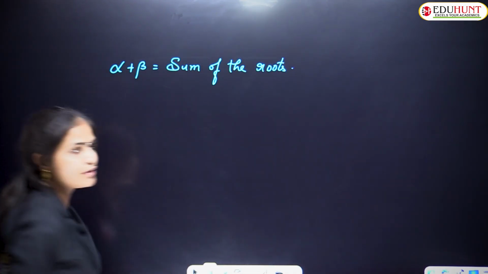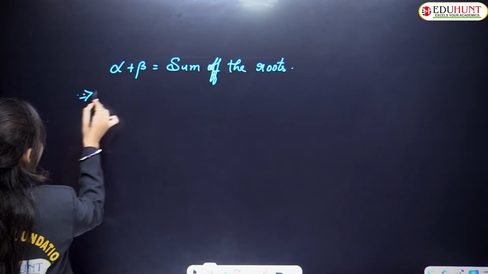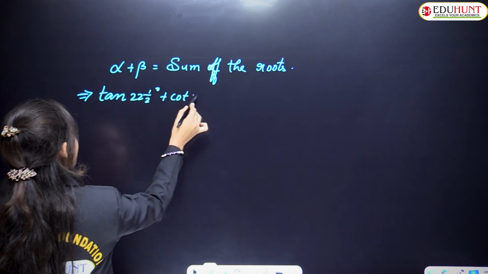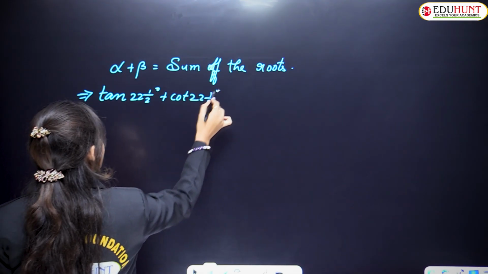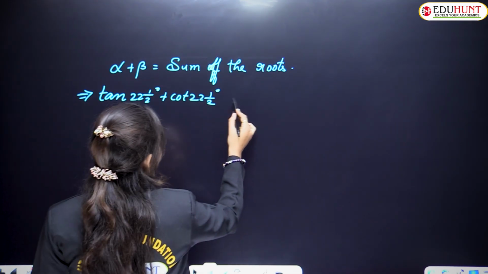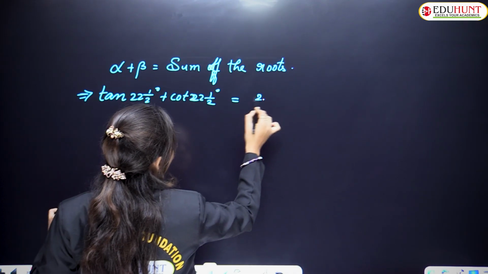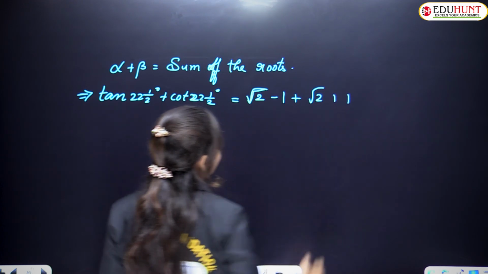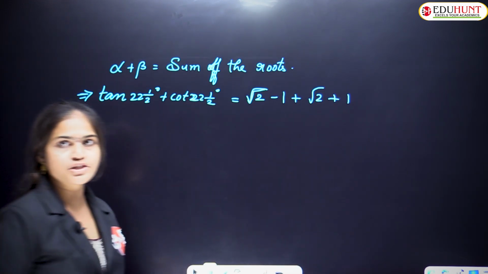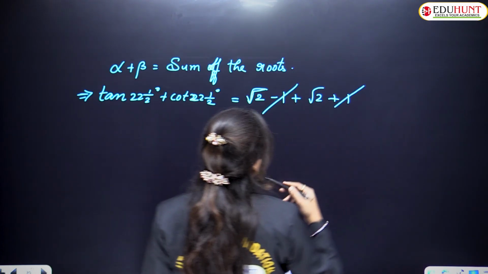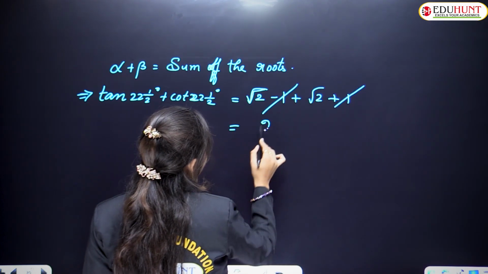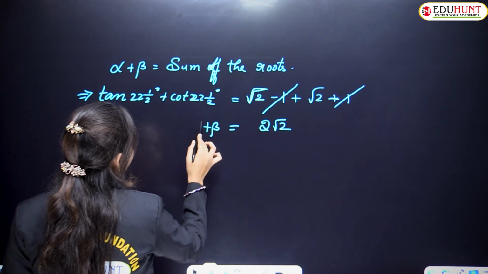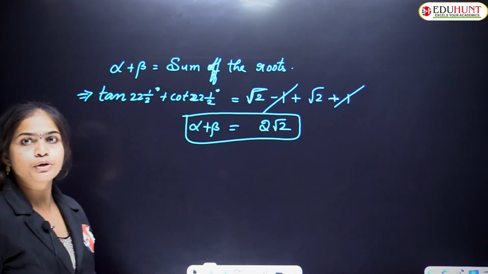We just have to add the roots. So alpha plus beta means tan 22.5 degrees plus cot 22.5 degrees. So the sum of the roots is tan 22.5 degrees, which is root 2 minus 1, plus cot 22.5 degrees, which is root 2 plus 1. Is there any cancellation? Yes, minus 1 plus 1 gets cancelled. So root 2 plus root 2, that is 2 root 2. So the sum of the roots is equal to 2 root 2.